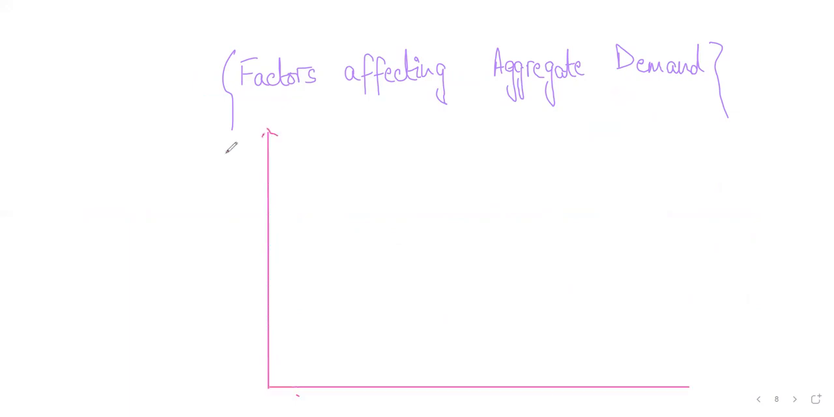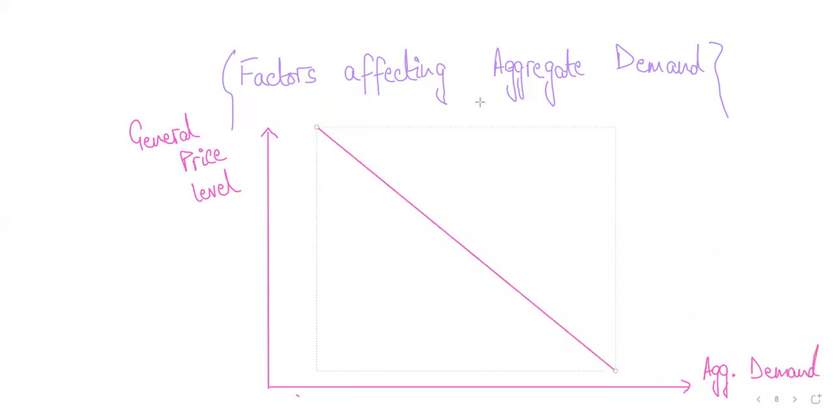Okay, now what do we have on the y-axis? First of all, we'll draw the general price level on the y-axis, and you will have aggregate demand on the x-axis. Now we will make a normal down-sloping aggregate demand curve, like this. Now, let me give you some hypothetical examples.